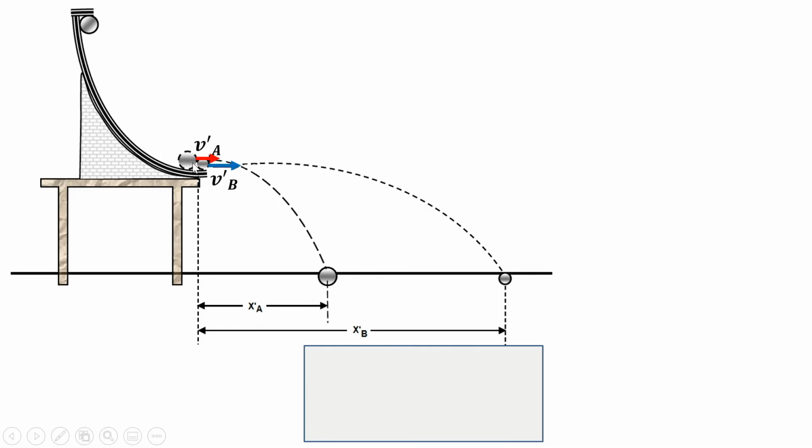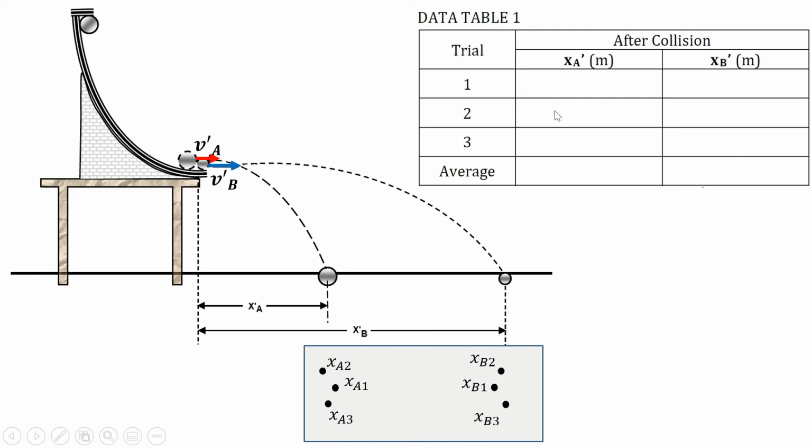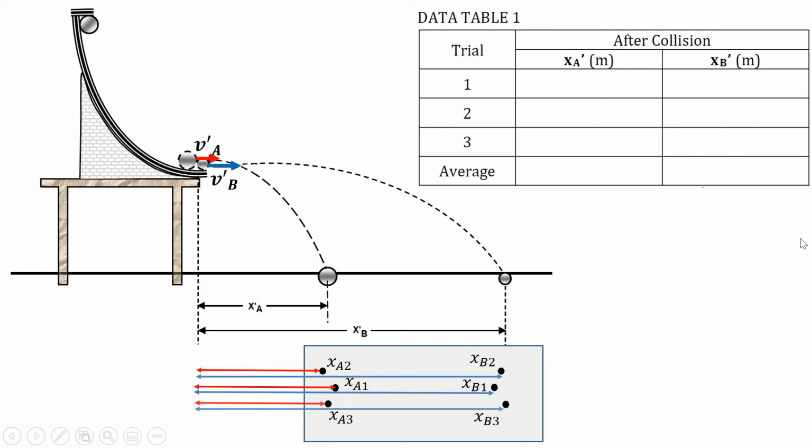So once these two balls collide, they will hit the floor, and we will use again a carbon paper to mark the position of ball A and ball B. The distance of the mark of ball A, we call this XA prime, while the distance of ball B from the mark to the edge is XB prime. And we will do this for 3 trials. So that is trial 1, let's assume that is trial 2, and trial 3. So you also have to complete table 1 to get the average range for these two balls after collision. So you have to measure for trial 1, trial 2, and trial 3.